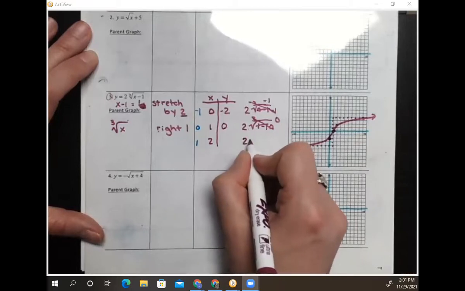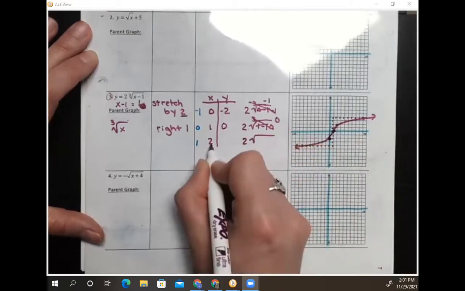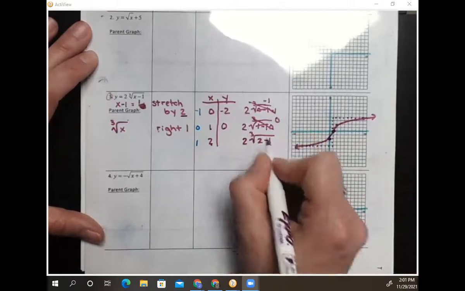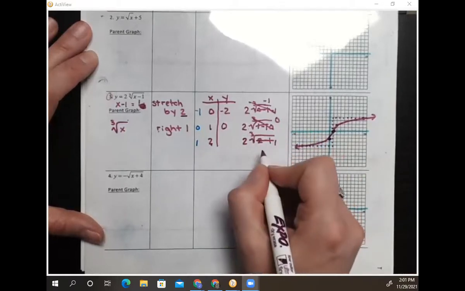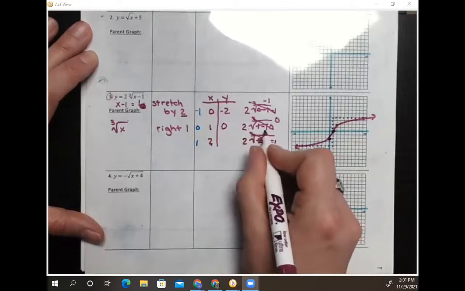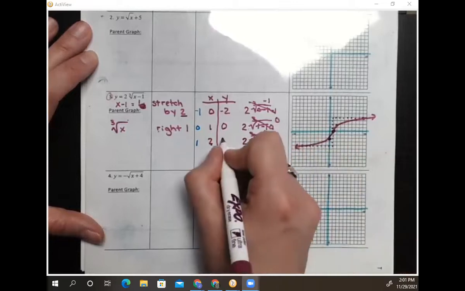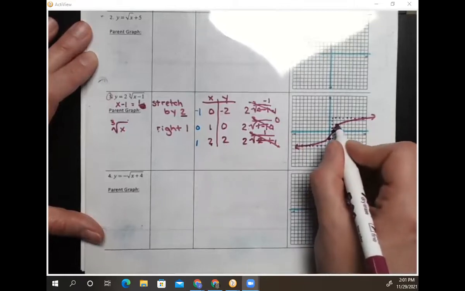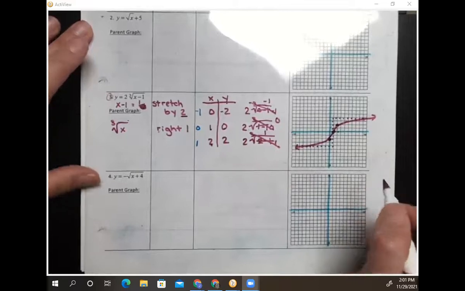And then finally 2 times the cube root of 2. Remember, this is what I'm plugging in for x. 2 minus 1, cube root. 2 minus 1 is 1. The cube root of 1 is 1. 2 times 1 is 2. So I should have the point 2 comma 2. 2 comma 2. There it is.